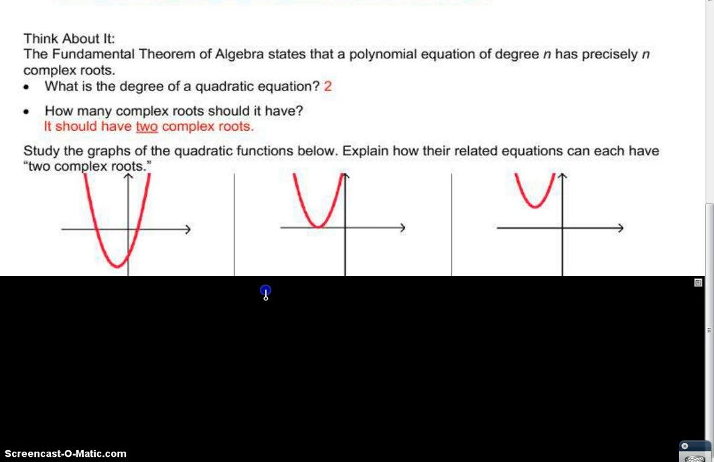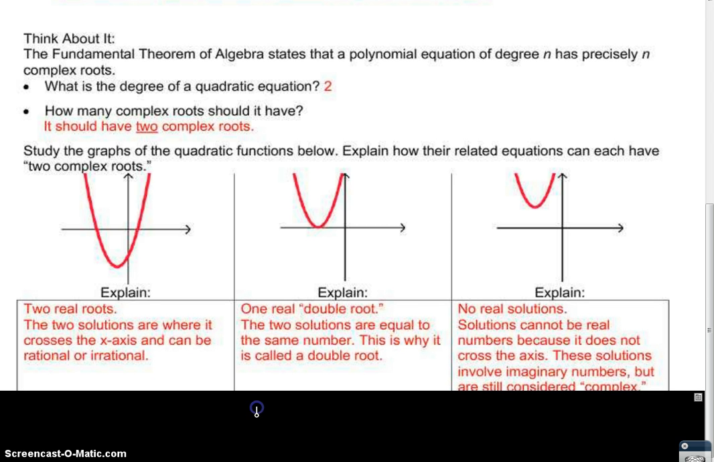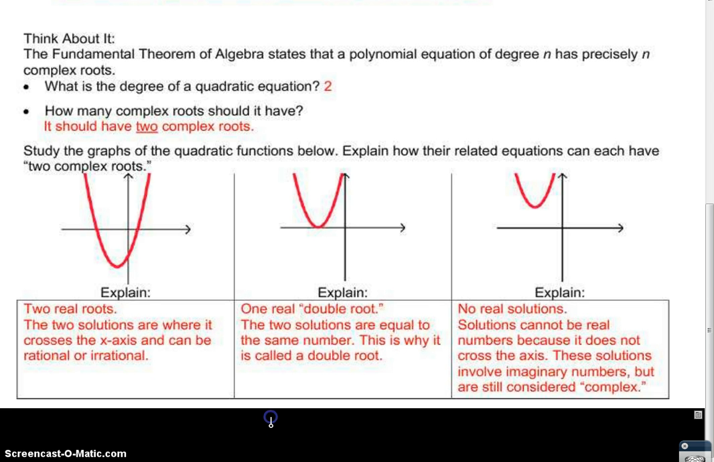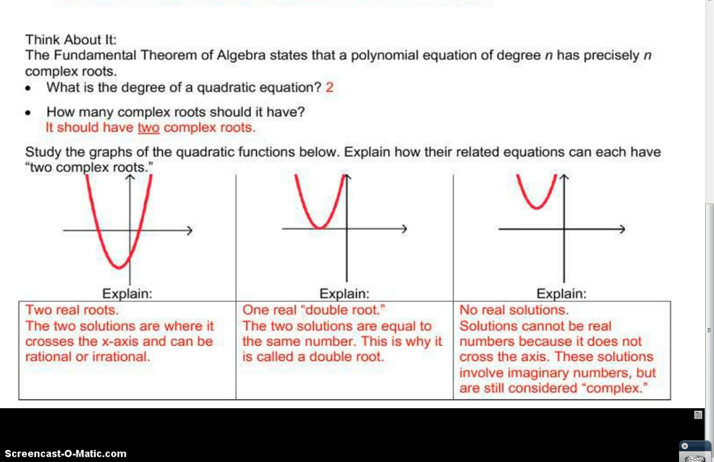Okay, so what I want y'all to do is copy all of this information down. I'm going to go over it quickly. For my first graph, you should notice that I have it crossing the x-axis twice. So here there are 2 real roots. The 2 solutions are where it crosses the x-axis and can be rational or irrational.